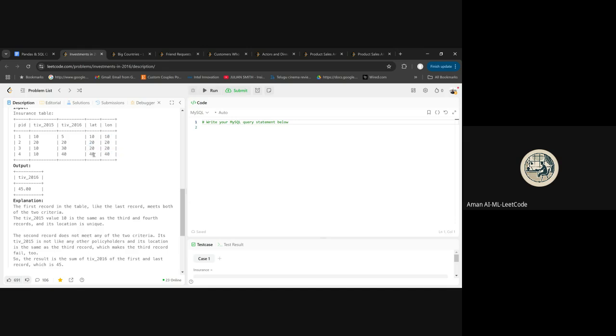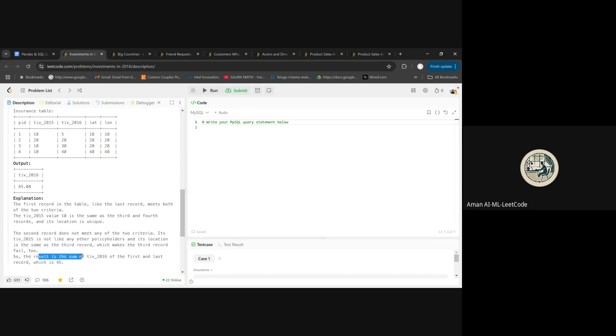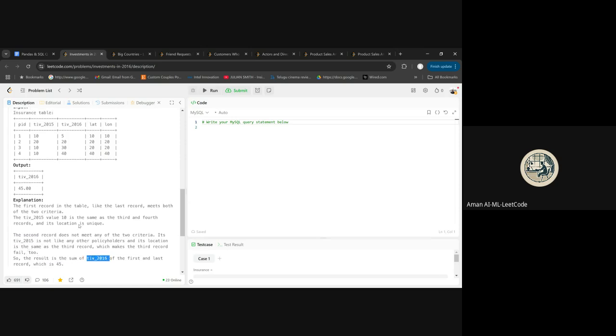So these have unique locations. The second record does not meet the criteria. It's not like any other policy holder, and its location is different. So the result is the TIV 2016 of the first and the last.